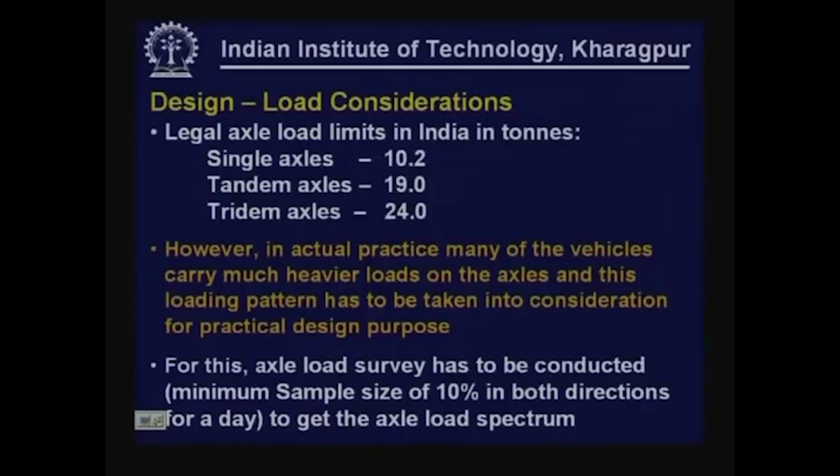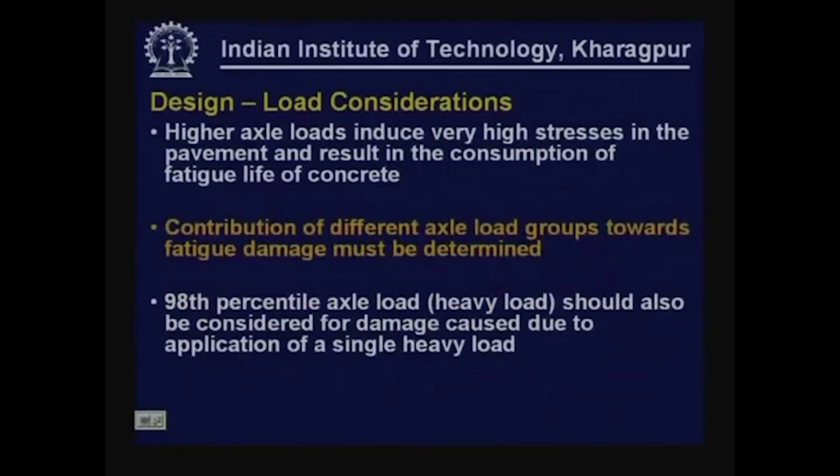Obviously, for this we have to conduct an axle load survey. A minimum sample size of 10% of the total vehicles in both the directions will have to be sampled to get a proper axle load spectrum. Higher axle loads induce very high stresses in the pavement and result in consumption of fatigue life of concrete. The contribution of different axle load groups towards fatigue damage must be determined. The 90th percentile axle load, which is considered to be a heavy load, should also be considered for damage caused due to application of a single heavy load.